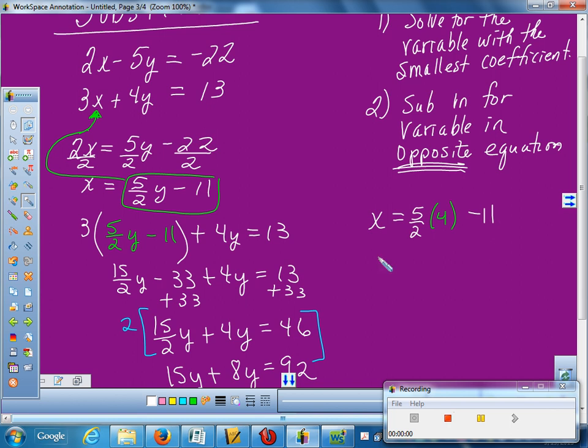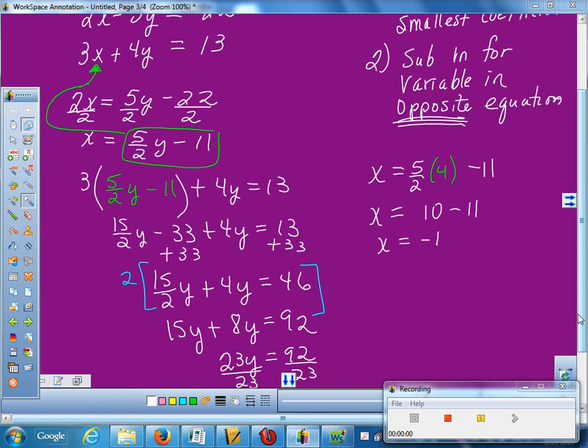What is 5 halves times 4? 10. And 10 minus 11 is really -1. So, as an answer, I want a coordinate because you're finding where the lines intersect. So how would you write this as a coordinate? Yeah, this would be (-1, 4). And there's a solution.